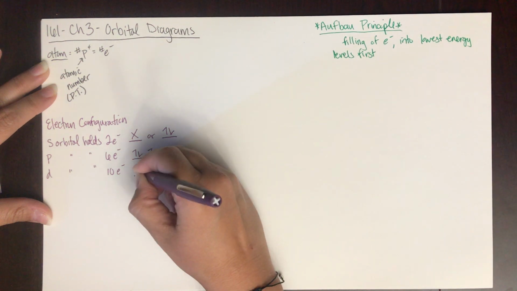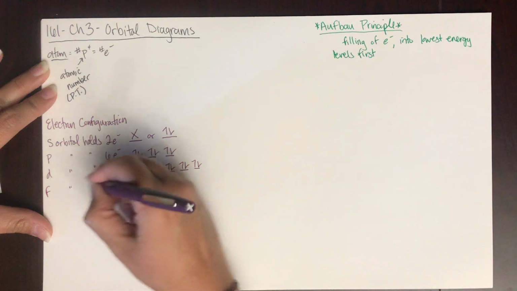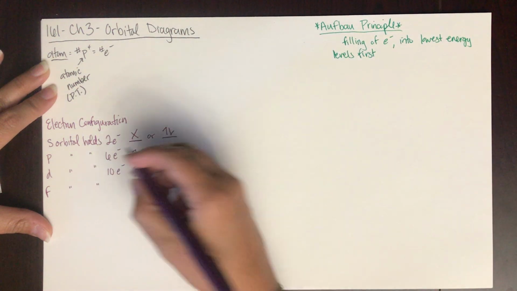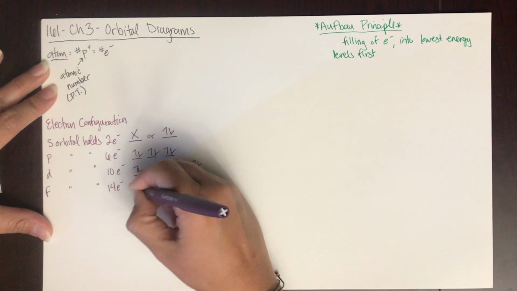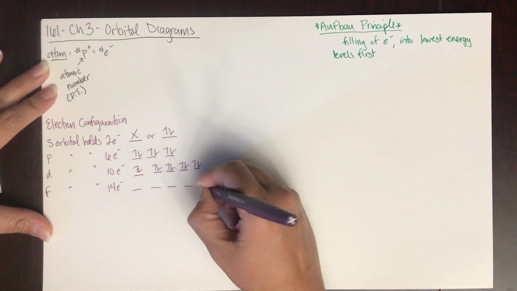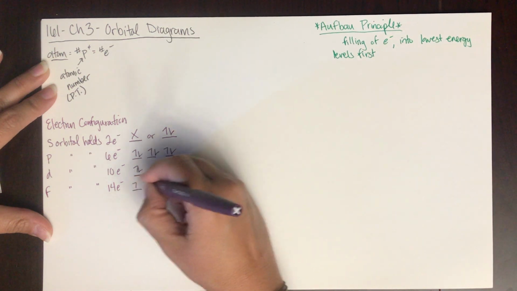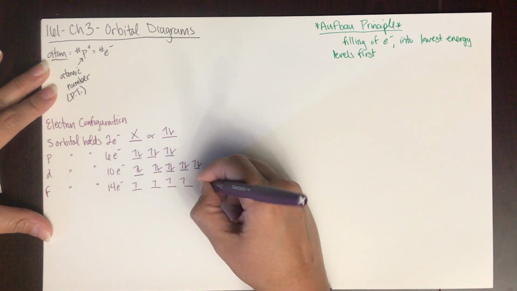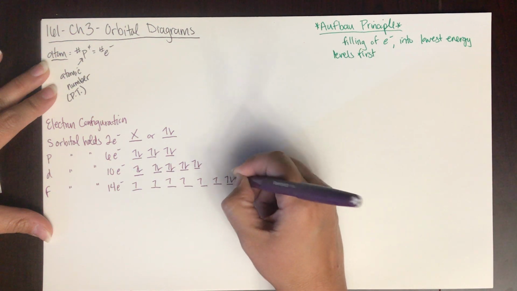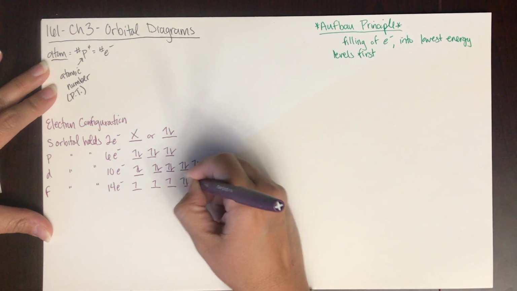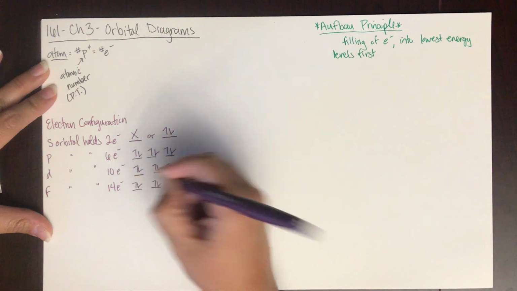Eight, 9, 10. And then the f orbital, which we are not going to do any examples of, holds 14 electrons. 1, 2, 3, 4, 5, 6, 7, 8, 9, 10, 11, 12, 13, 14.